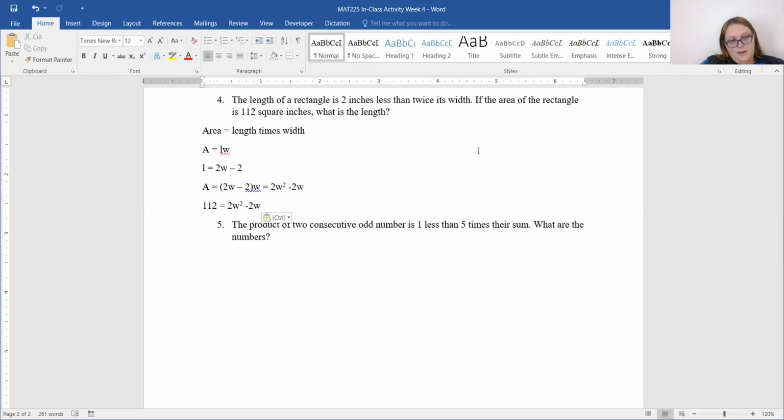So for 5, the product of 2 consecutive odd numbers is 1 less than 5 times their sum. What are the numbers? So we have 1 and we have 5, and we did have one like this earlier. Would it be 5x minus 1y?